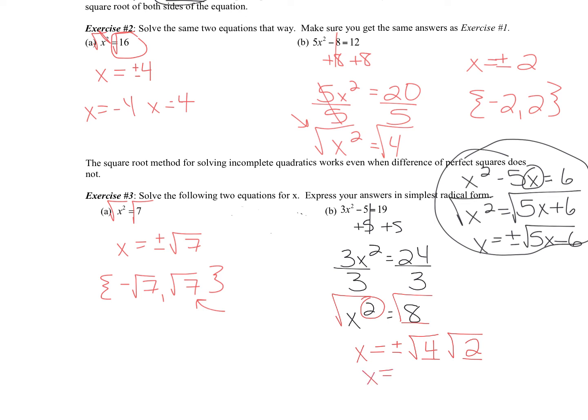So here, my final answer, I take the square root of 4, which is 2. And then the second 2 has to stay inside because I can't take the square root of 2. So we're going to practice more on techniques for simplifying square roots on the next page. But my two answers to this one are negative 2 square roots of 2 and positive 2 square roots of 2.